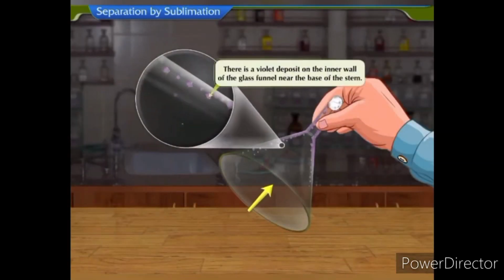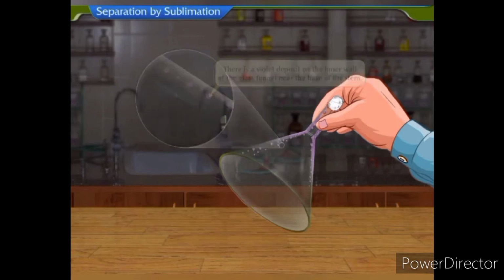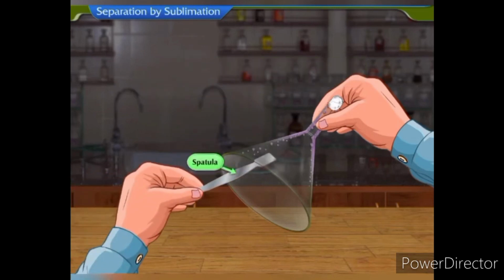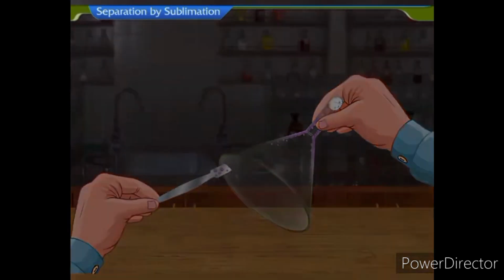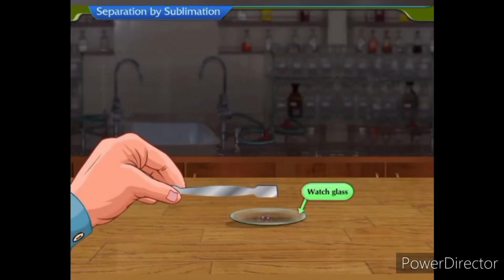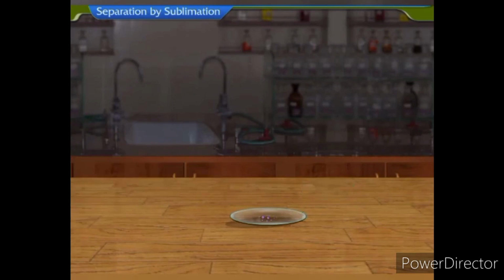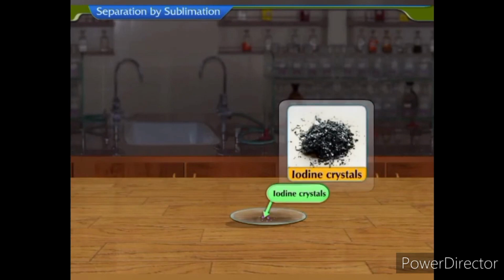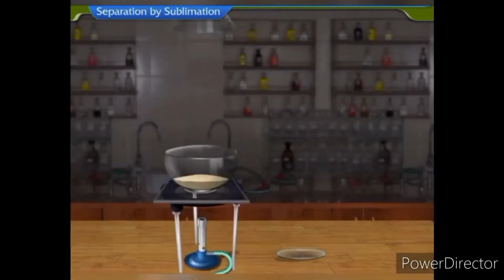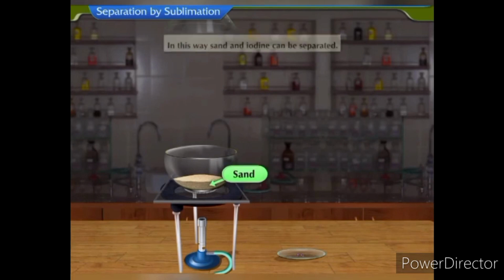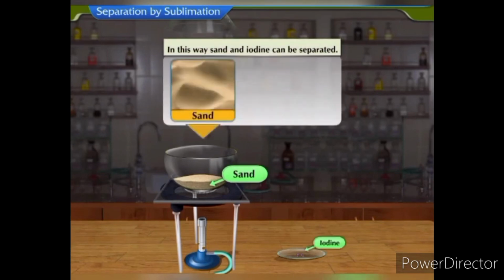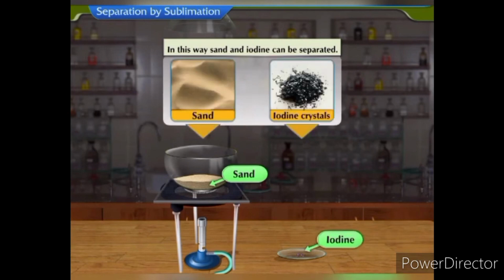There is a violet deposit on the inner wall of the glass funnel near the base of the stem. With the help of a spatula, scrape out this into a watch glass. These violet crystals are iodine crystals. Observe the evaporating dish. What remains in the evaporating dish is sand. In this way, sand and iodine can be separated.